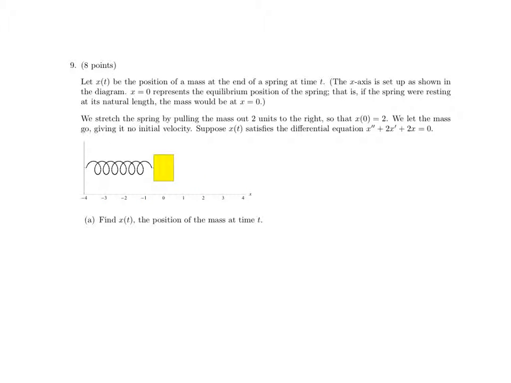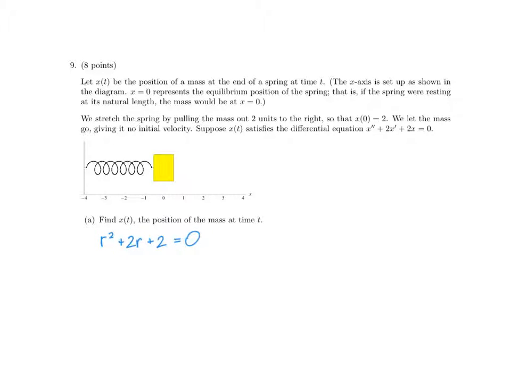We stretch the spring by pulling the mass out 2 units to the right. And so x of 0, the position of the mass at time 0, equals 2. We let the mass go, giving it no initial velocity. Suppose that x, the position function, satisfies this differential equation, and we want to find x of t, the position of the mass at time t. All right, we begin with our differential equation, and from that we jump right to the characteristic equation, whose roots we need to solve in order to understand exactly what the general solution to this differential equation looks like.